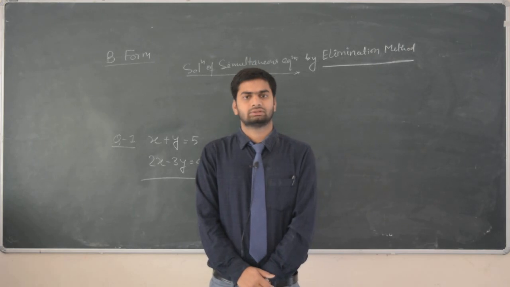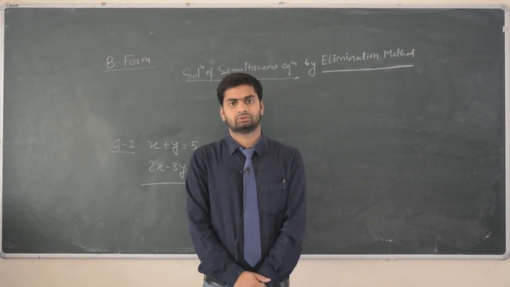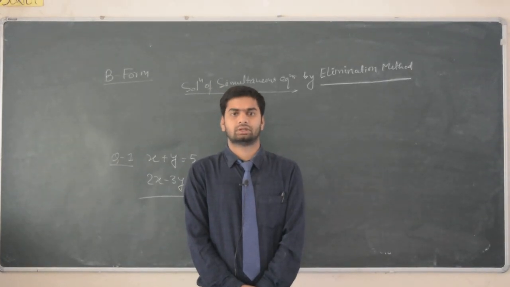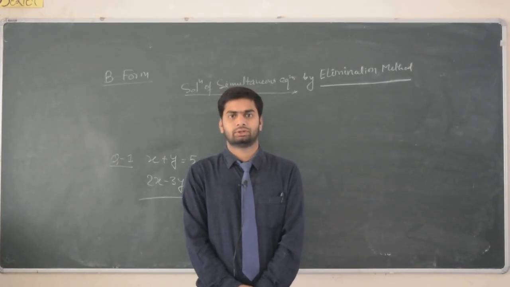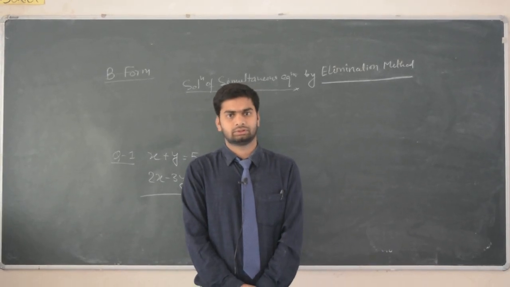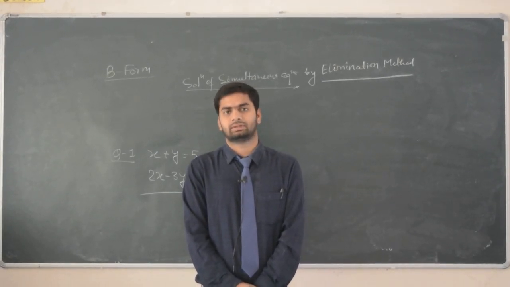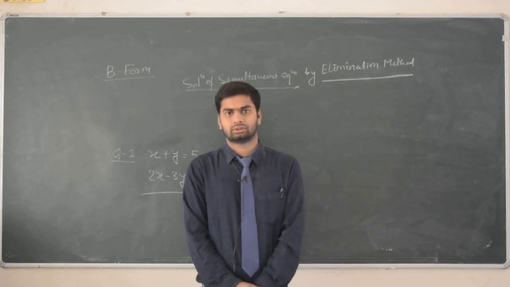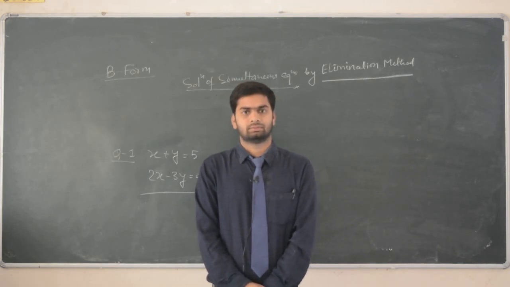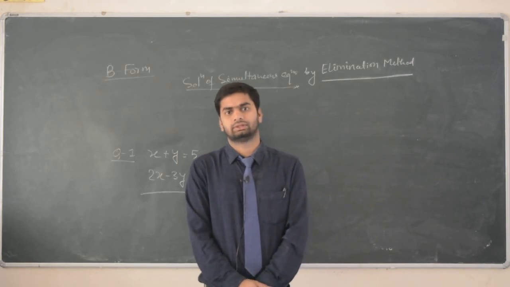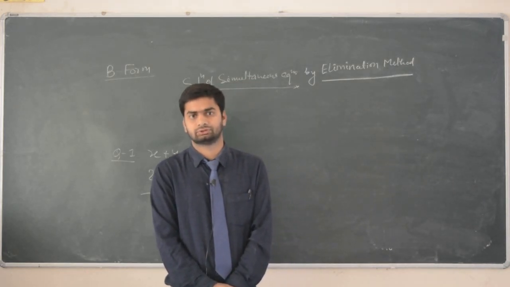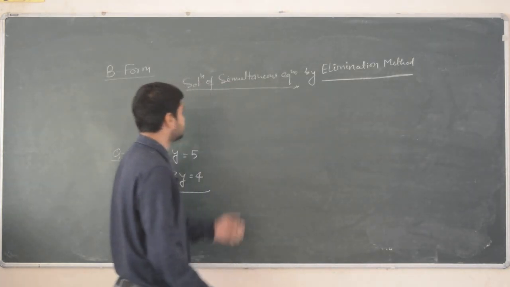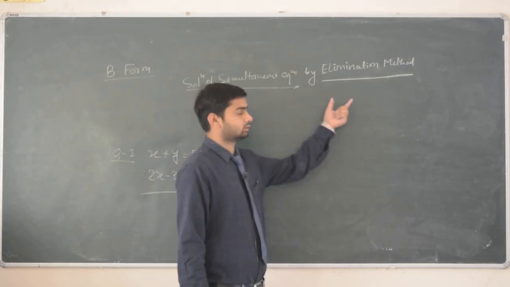In the previous class we started the topic of solving simultaneous linear equations, and we have seen that we can solve linear equations in two variables by three methods. One is the substitution method, the second is the elimination method, and the third is the cross multiplication method. In the previous class we saw how to solve linear equations in two variables by the substitution method. Today we are going to see how to solve simultaneous linear equations by the elimination method.